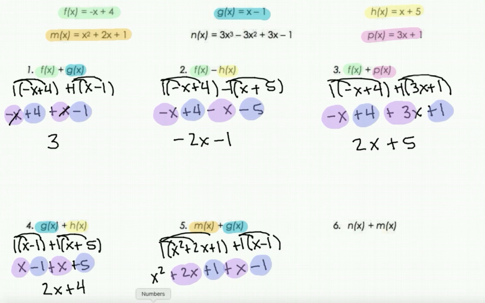When I go to write my answer, remember my x squared needs to come first because it's got the highest exponent, and I always want to try to write it in standard form. My x squared also didn't have any like terms, so it stays by itself. Then I've got 2x plus 1x, which makes 3x. And my 1 and my negative 1 will cancel each other out. So I've just got x squared plus 3x.